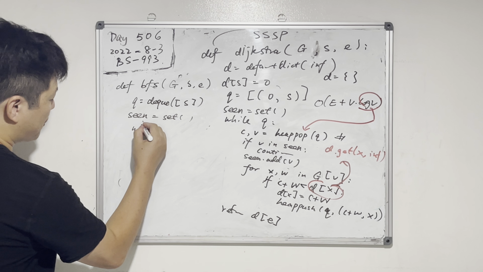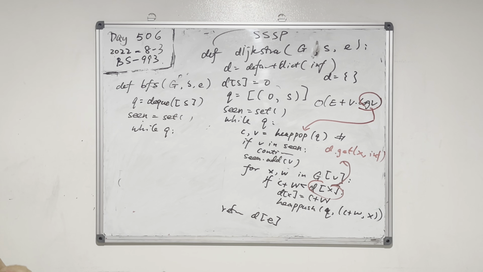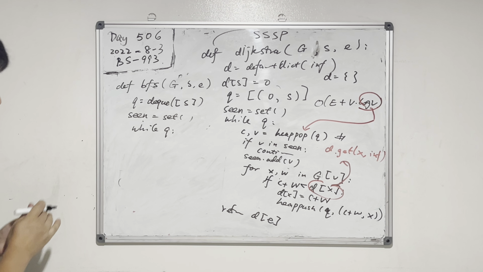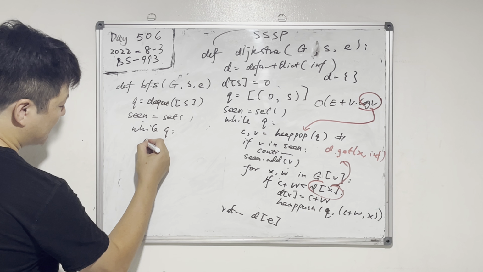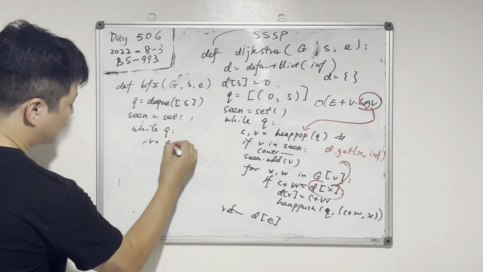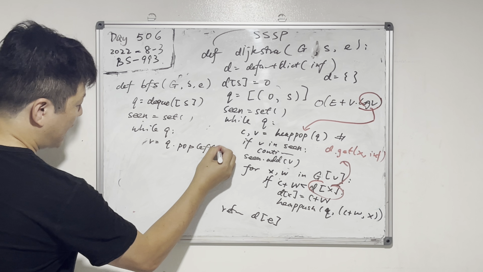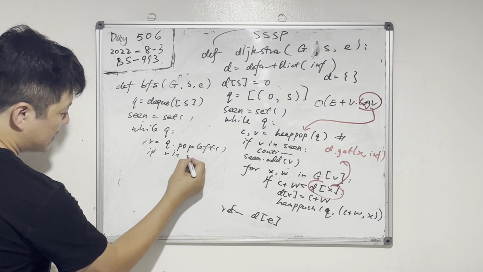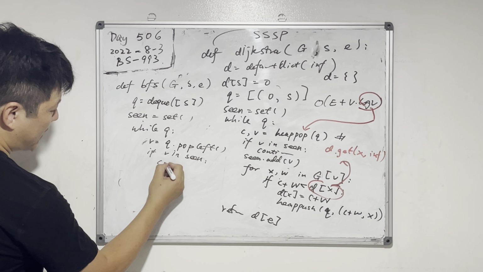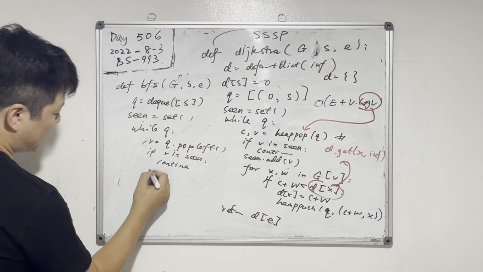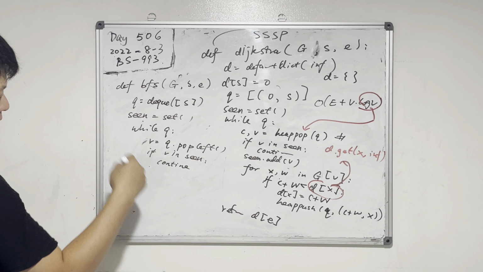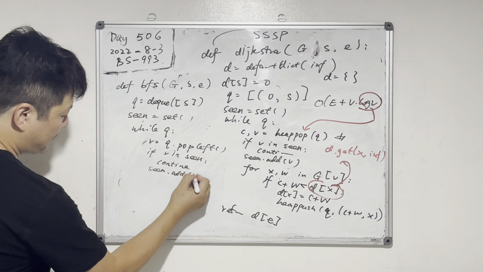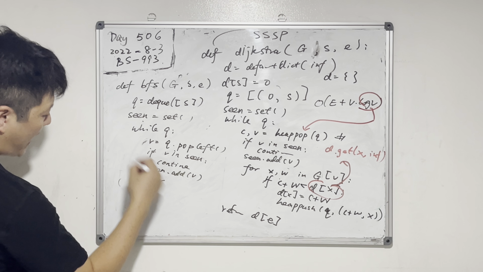So while the queue is not empty, that is, while the length of the queue is bigger than 0, we take an element, v equals q.popleft(), right? And then we have to check if v is in seen, then we continue. We have visited this before, we continue. Otherwise, if it's not visited, we put it in the seen table, seen.add(v), and then we travel to the next vertices, right?